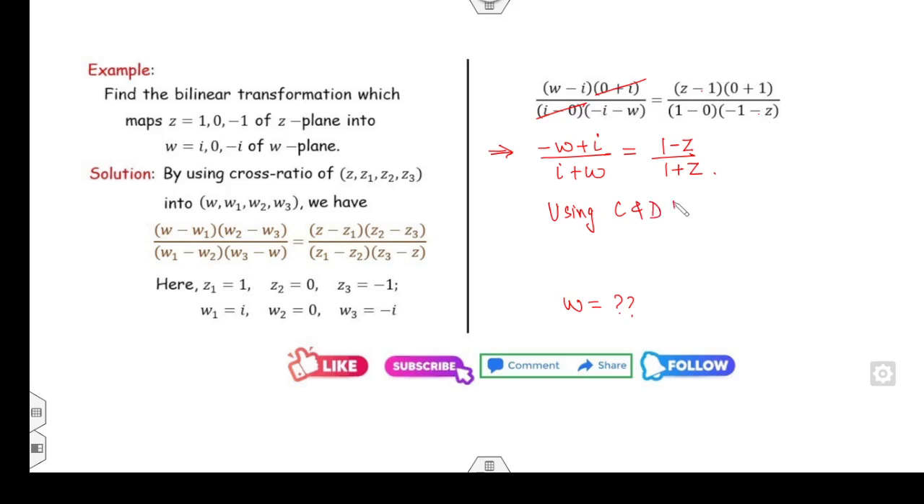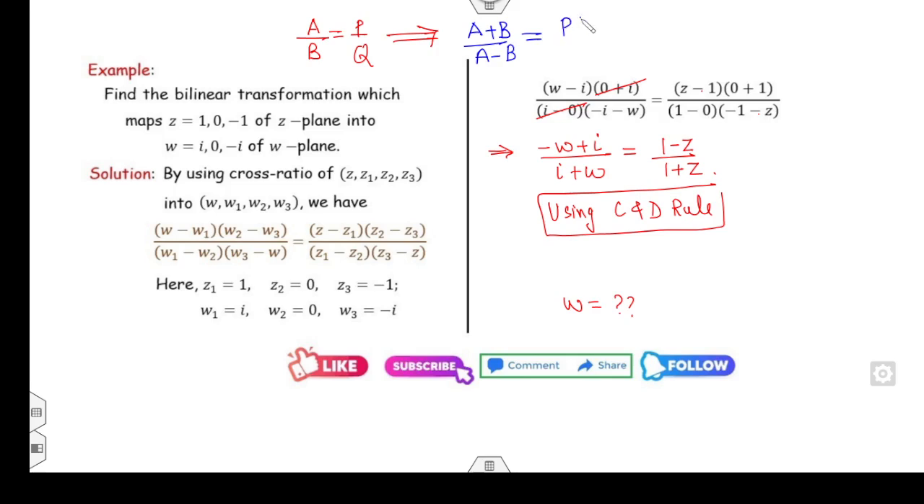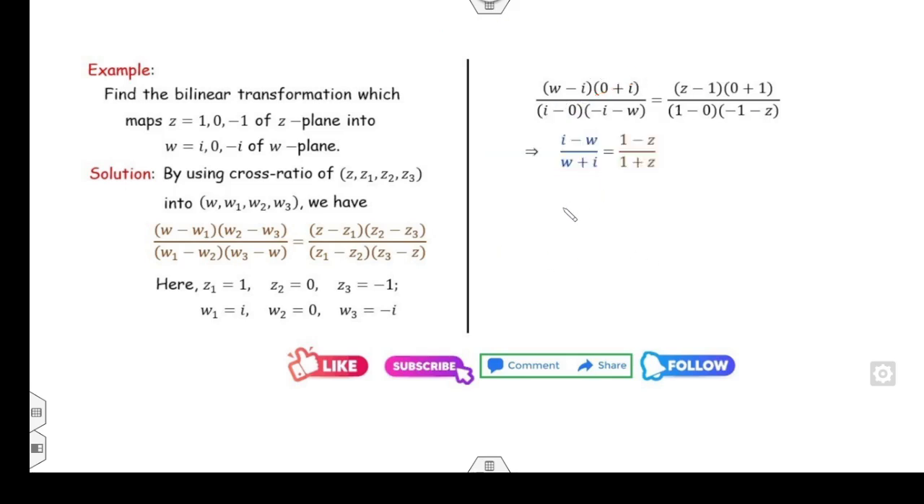If you remember from your 10 plus 2 or your lower classes, what is the componendo and dividendo rule? Whenever you have A over B is equal to P over Q, you can apply the componendo and dividendo rule: A plus B over A minus B is equal to P plus Q over P minus Q. Fine. This is the A, this is the B, this is P and Q. You can use this. Otherwise, you can simply cross multiply them. What will happen if you cross multiply?